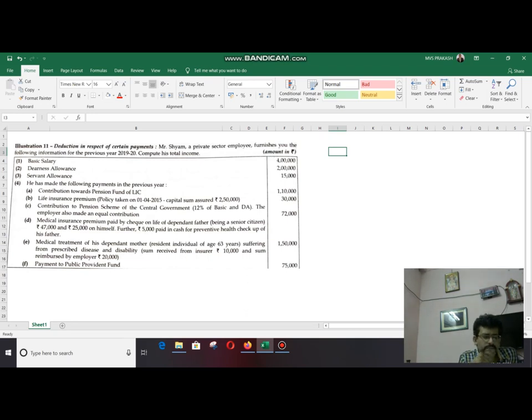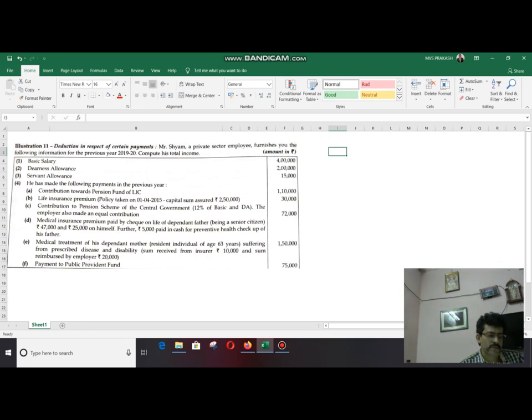Is it not 80CCC? Life insurance premium 30,000. Policy taken on 1st April 2015. Sum assured is 2,50,000. Now what is this? This is basically not 80C. What does 80C say? Any insurance policy taken on or after 1st April 2012, 10% of sum assured or premium paid, whichever is lower. What is sum assured? 2,50,000. What is 10%? 25,000. Premium paid is 30,000. Which is lower? 25,000 is lower. So ultimately, as per 80C under life insurance premium, 25,000 is eligible for deduction. Now let us continue our discussion.